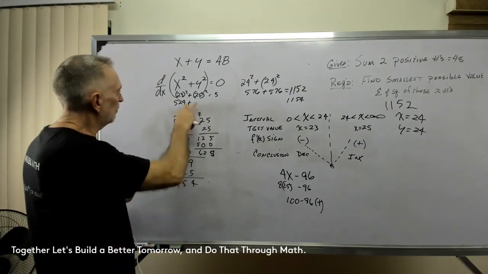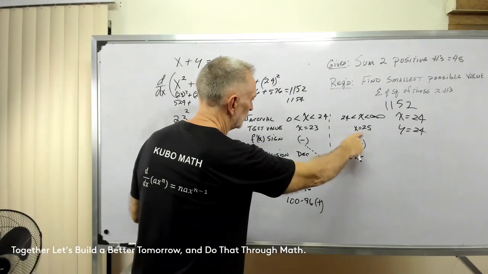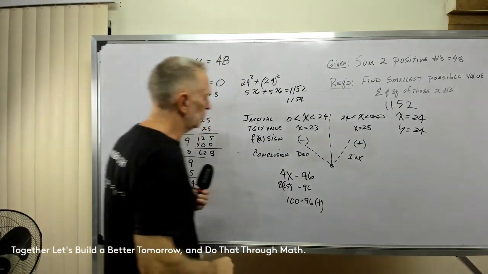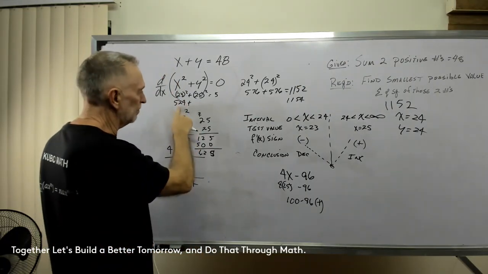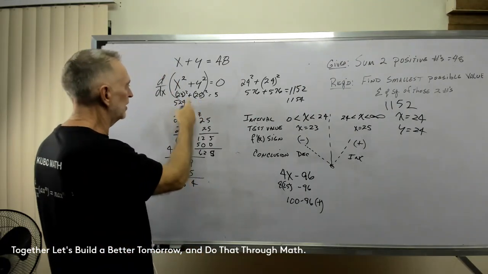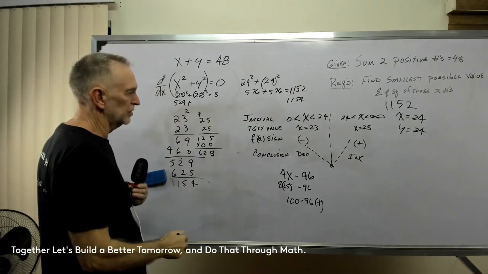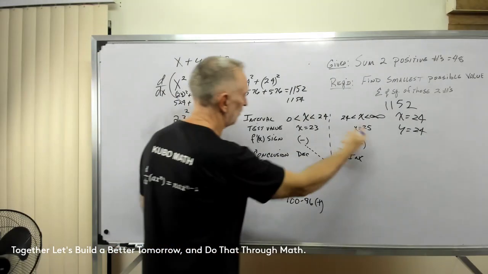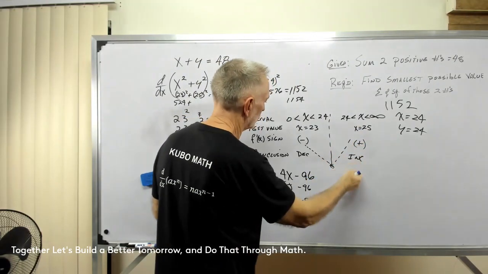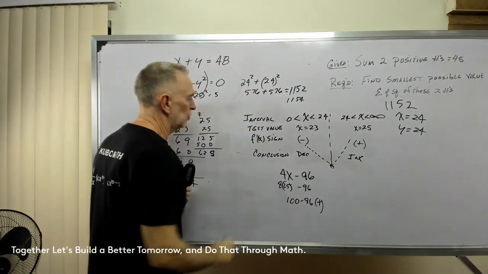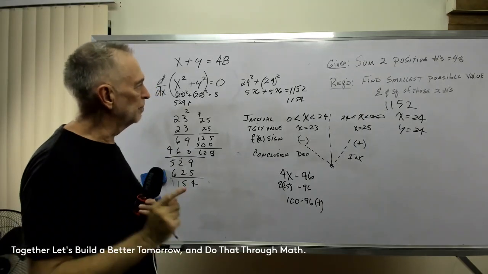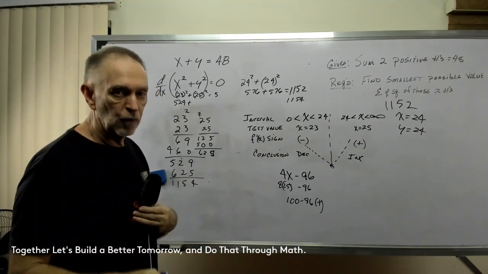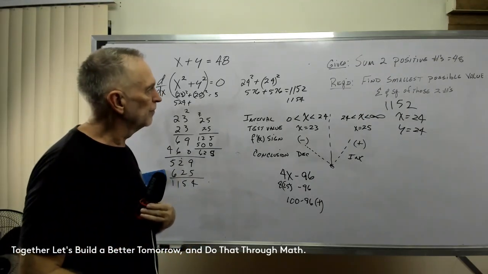Now, if we were to go to this side and say, well, x is 25, what does that mean? y is 23. I still end up summing the same two numbers here. It's just they're flipped around. So I would get 1154 over here also. So 1152 is the minimum when x and y equal 24.